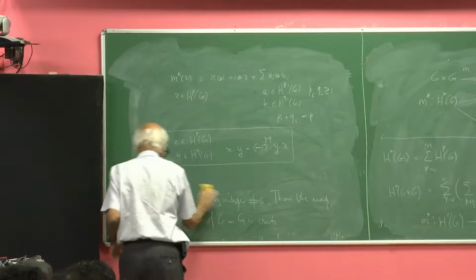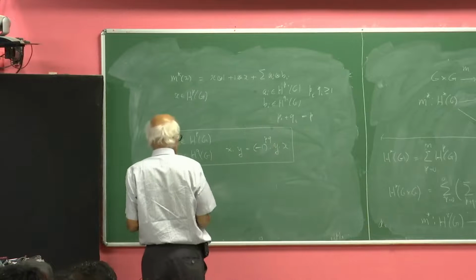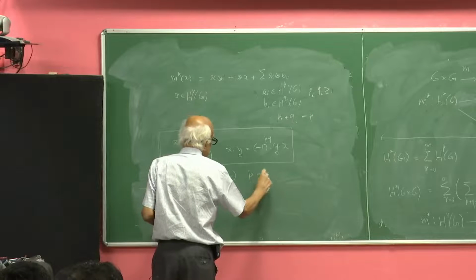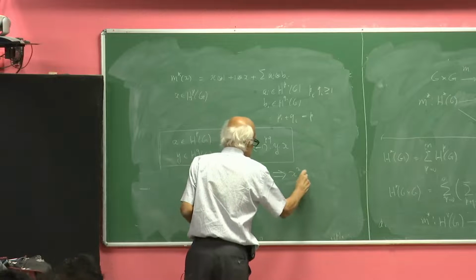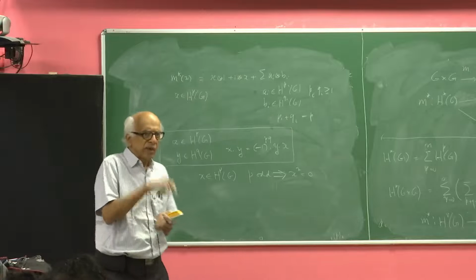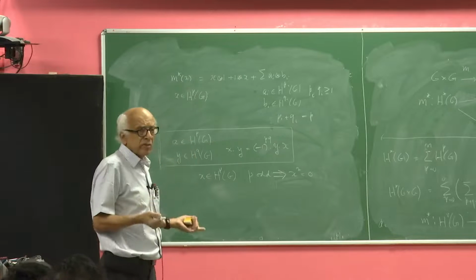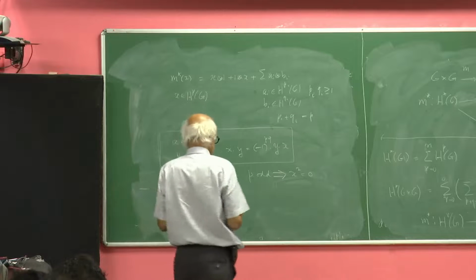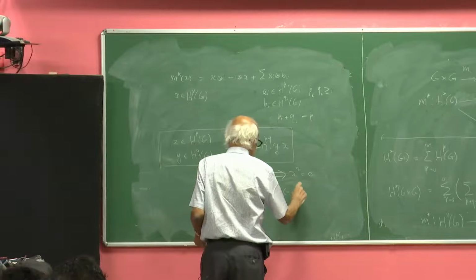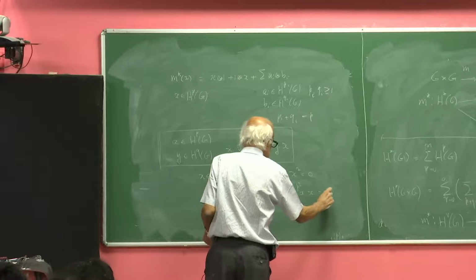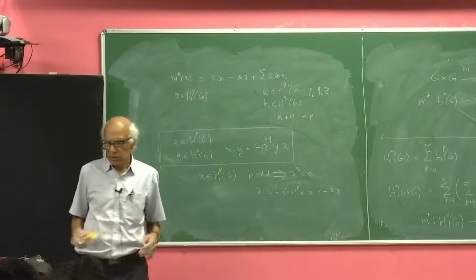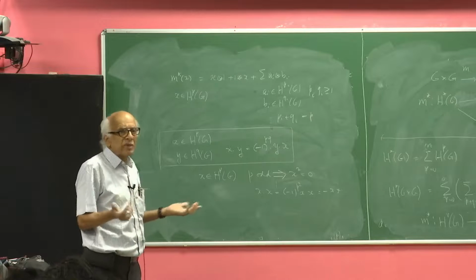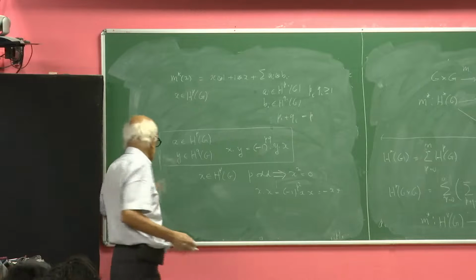Now, in particular, notice that this means if X is in HP, P odd, implies X square is 0, because X cup X is minus 1 to the power P square times X cup X, and therefore this is 0, and we are working over R. So twice X cup X is 0. All odd degree elements have square 0. And even degree elements commute with every other element. That's the kind of thing that happens.